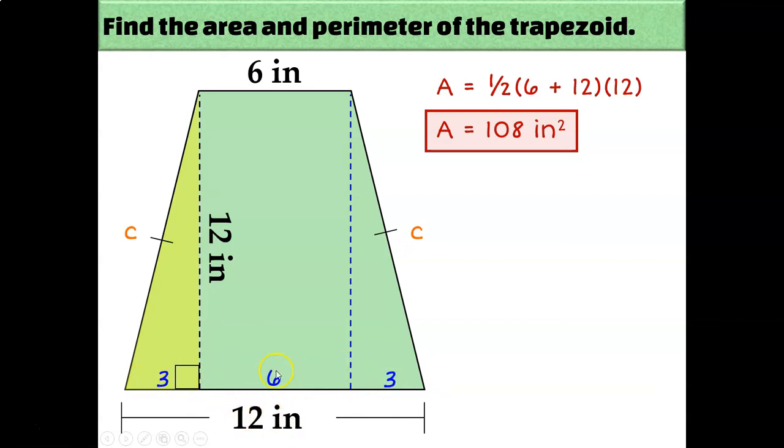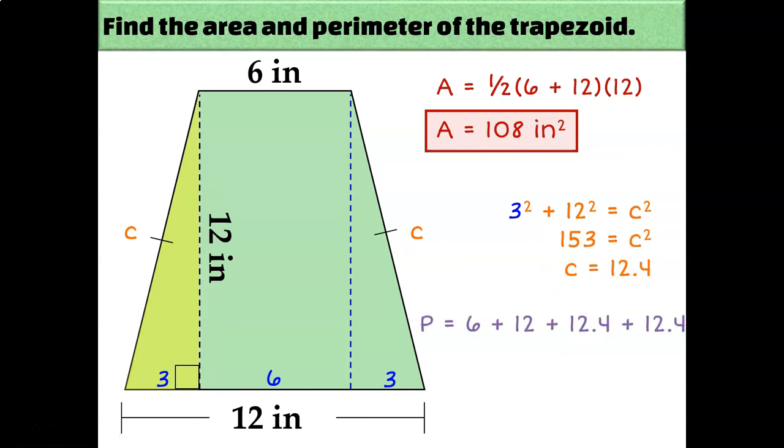Yes, it is. So now I have a right triangle with 2 of my side lengths known and 1 unknown, so I can use the Pythagorean theorem to figure out the missing side. Turns out that C is 12.4. So when I set up my perimeter, I have to add the 6 and the 12 from my bases, and then 12.4 twice, once for each of my congruent legs, and that gives me a total perimeter of 42.8 inches.